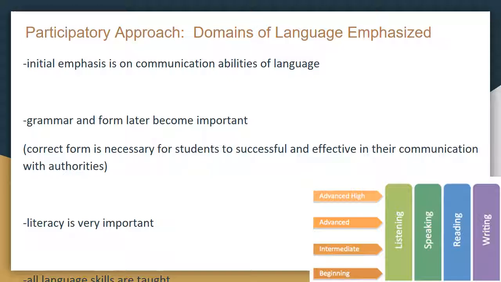Literacy, although it's not the initial skill emphasized, is later emphasized heavily in this method because literacy is especially important in keeping people informed of their community and what's going on. And so students need to be able to read newspapers and academic texts and read articles on the internet to learn more about their community and to have those resources to effectively lobby for their community and for their families. Once again, all language skills are taught through the participatory approach.